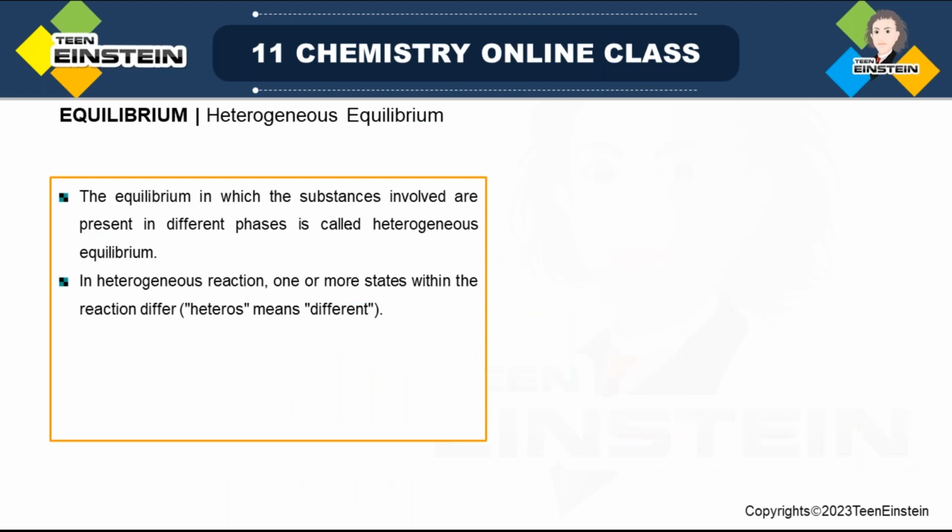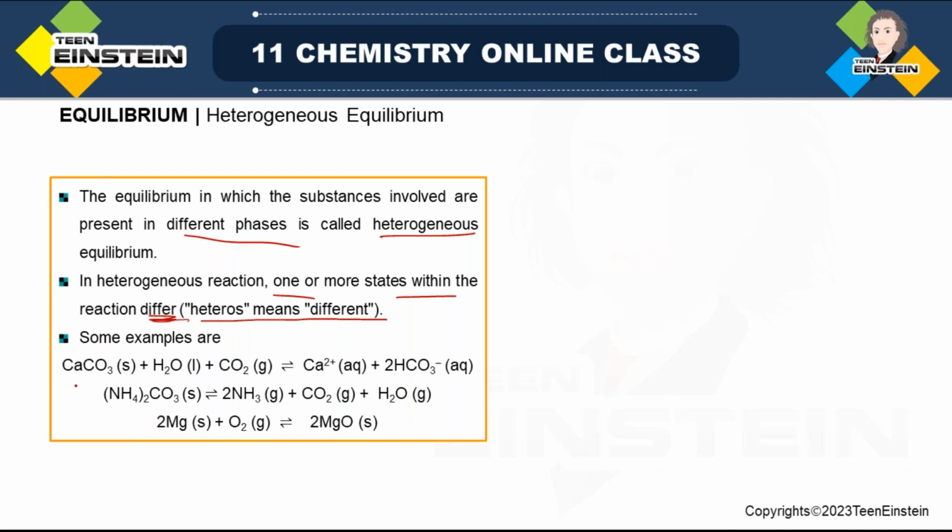Heterogeneous equilibrium is the equilibrium in which the substances involved are in different phases, and it is called heterogeneous because hetero means different. So suppose there are a total of 4 substances, and out of these 4, 3 are in the same state, but only one is not in the same state. Just one species in a different state is enough, because if you want it to be homogeneous, then all the substances should have the same physical state. So one or more states within the reaction will differ.